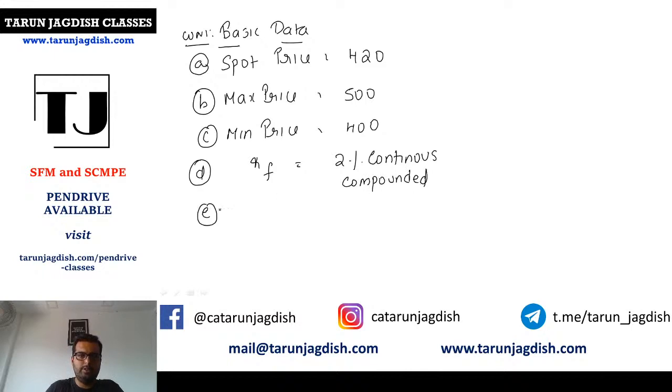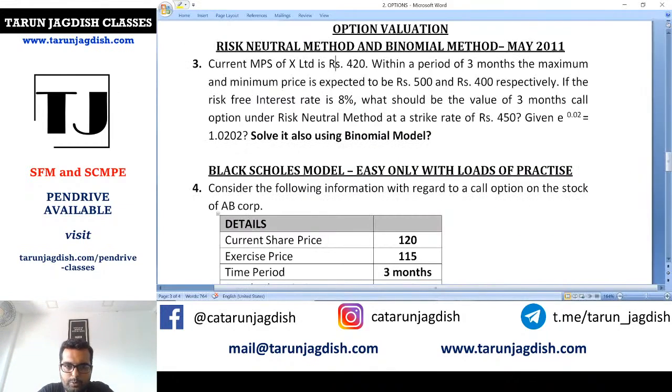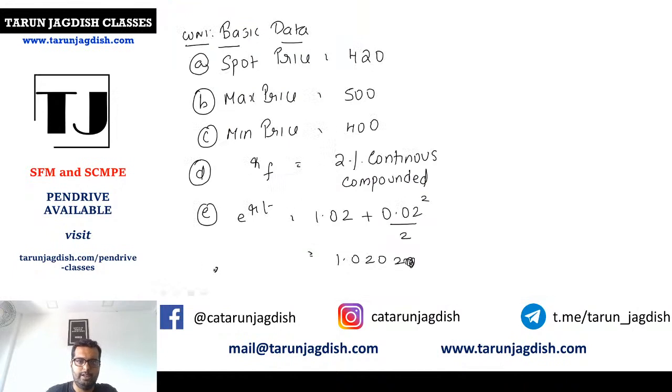So friends, from this actually I can find out the e raised to rt value. That will be 1 plus 0.02 plus 0.02 square divided by 2. That is 1.0202. This is already, friends, given in the question over here. Alright. So if this I have got, CCR will be nothing but this minus 1. CCF minus 1, that is 2.02%.